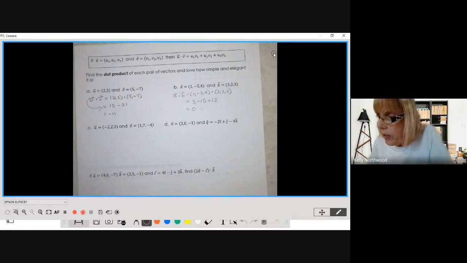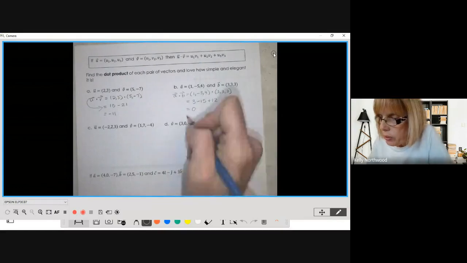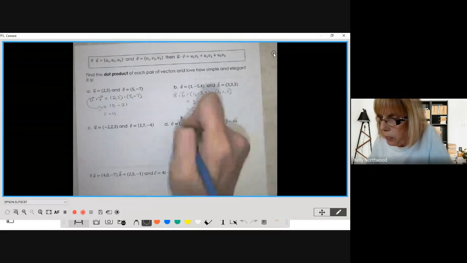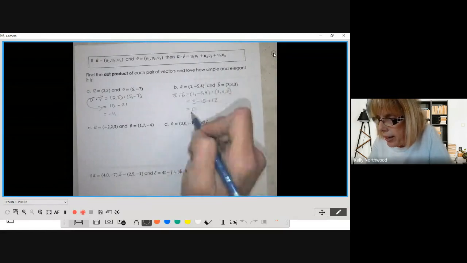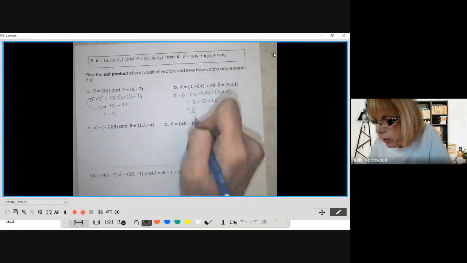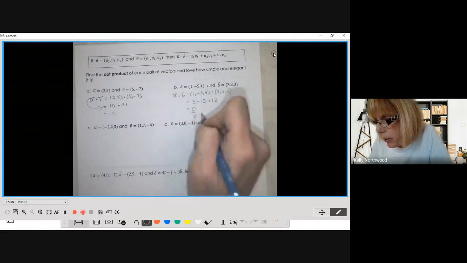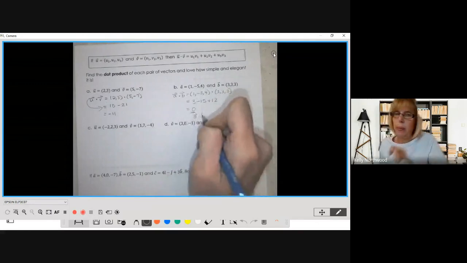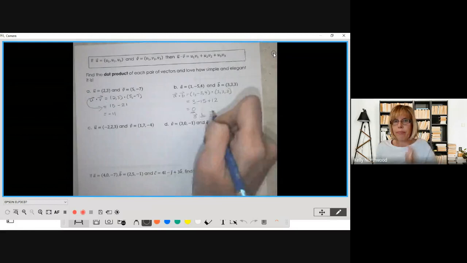Okay, so if you get the dot product being 0, what does that tell you about the vectors? It doesn't ask, but you should note that if you get the dot product to be 0, you know that A is perpendicular, which this is the perpendicular symbol. Those vectors are perpendicular to each other.